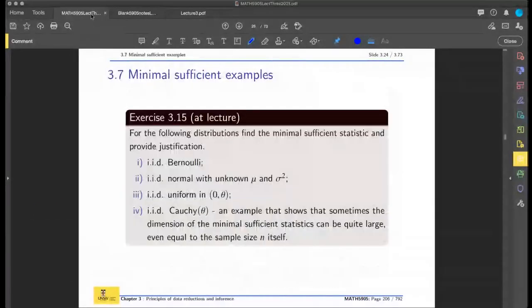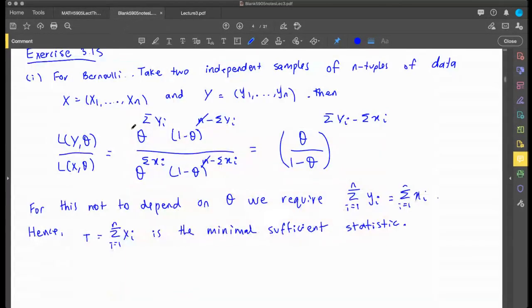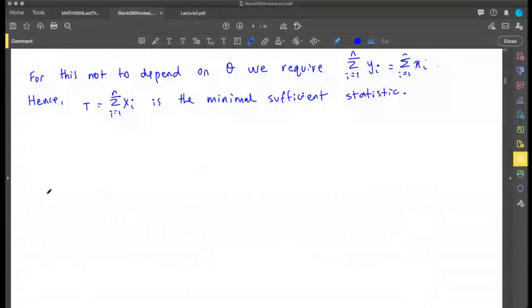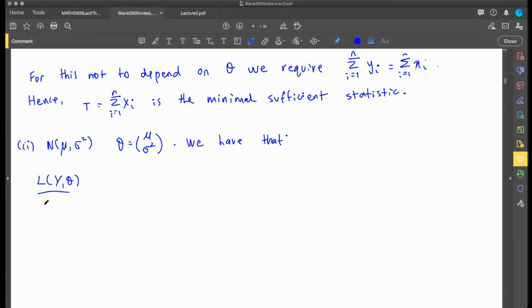Second example. Normal with unknown mean mu and variance sigma squared. Okay. Again, we want to apply exactly the same strategy as we just did. So again, we're looking at some normal data with mean mu, variance sigma squared. My parameter theta is mu and sigma squared. We compute this ratio again, assuming we have two independent samples of size n, a y sample and an x sample. Then again, we can compute this ratio of the y sample and the x sample.